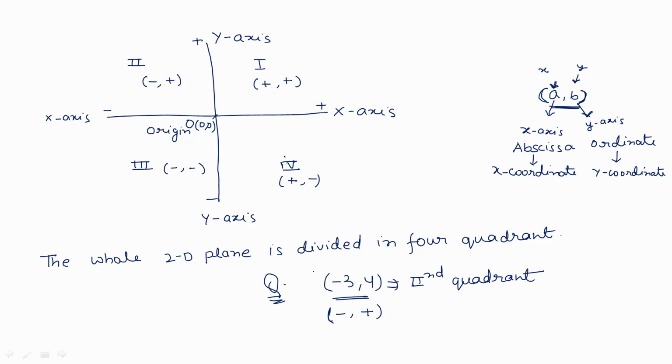Similarly, if a question has been given like this, in which quadrant minus 1 comma minus 1 will lie, the sign of x is minus and the sign of y is also minus, and minus minus lies in the third quadrant, so minus 1 comma minus 1 will lie in the third quadrant.